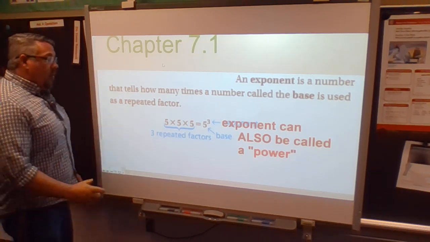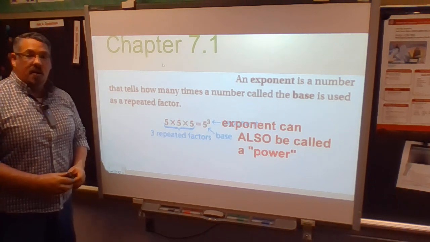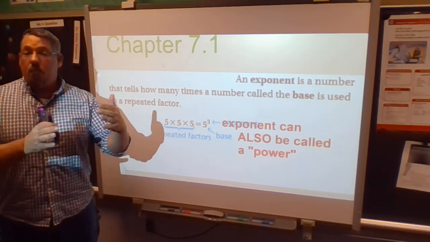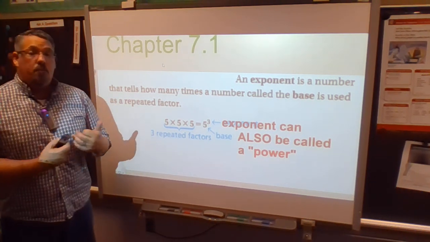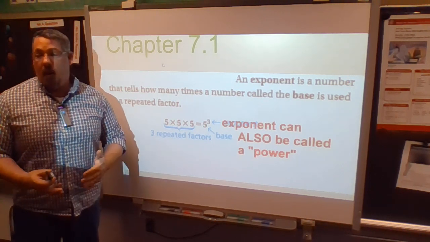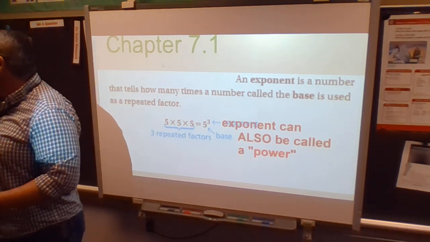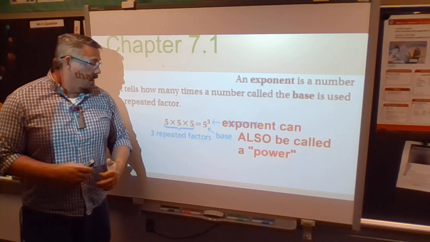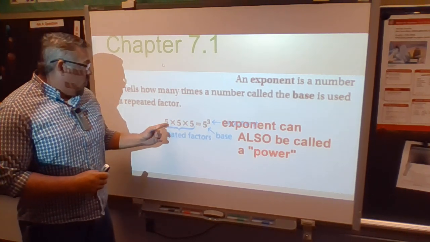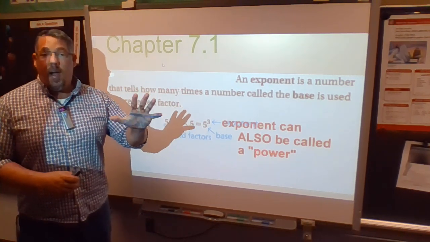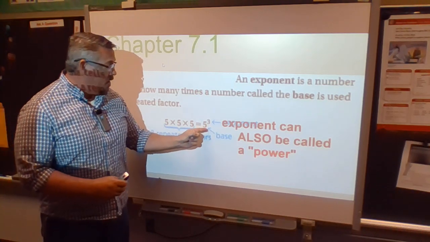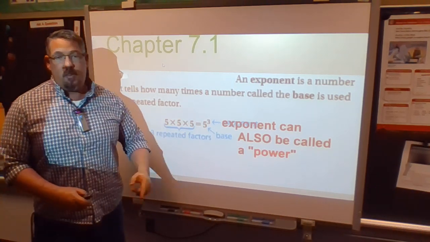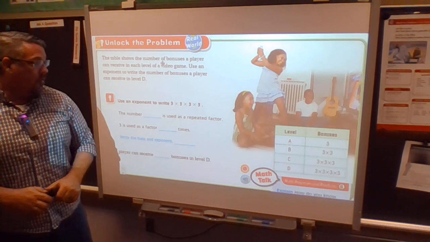If I have 3 5s written in a row and they say, now write that as a math problem or an expression, an expression is just a math problem without an answer to it. You're fine. Then I would say, well, there are 3 of them, 3 5s. So my number that's repeated is my base, and I just count how many there are. That's my exponent of 3.